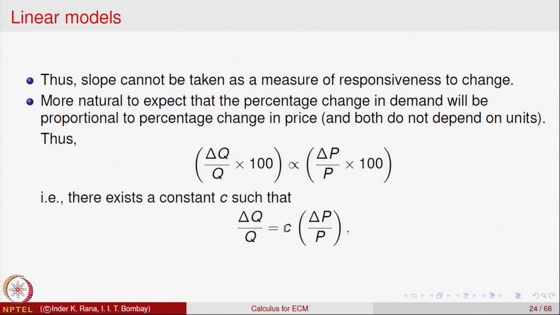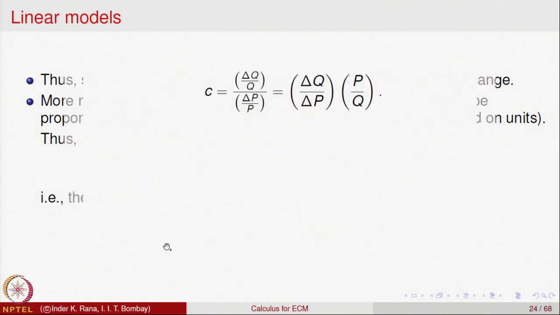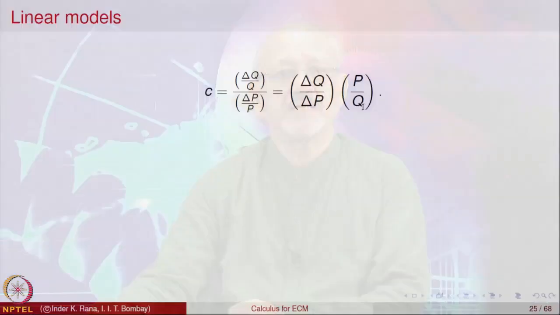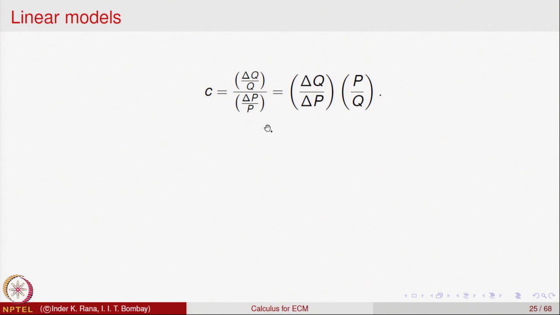If we want to remove this proportionality, mathematics says there is a constant of proportionality, say C, such that delta q by q is equal to C times delta p by p. Then that relation will hold for that constant C, and we can calculate C from here. So, C is equal to delta q by q divided by delta p by p, which is equal to delta q by delta p multiplied by p by q. So, the constant of proportionality is the change in demand divided by the change in price, multiplied by the price and divided by the demand at that point. This is a constant which is independent of units.